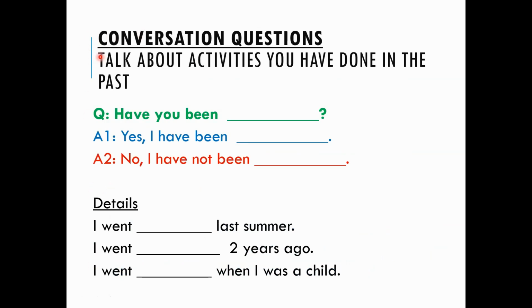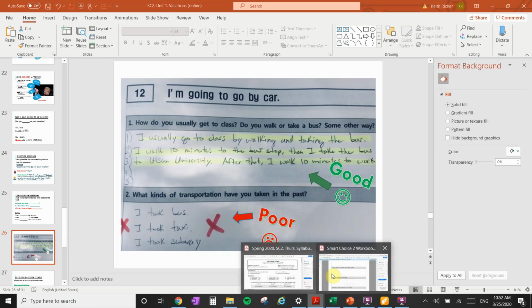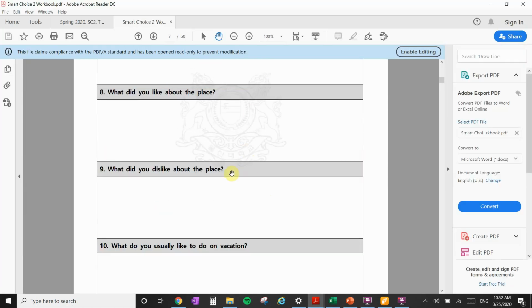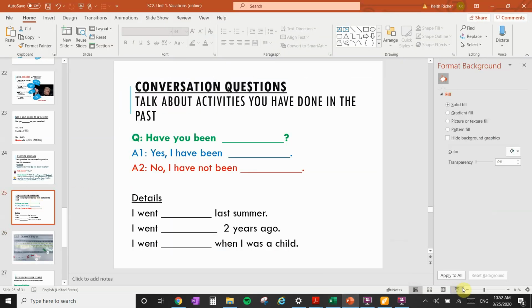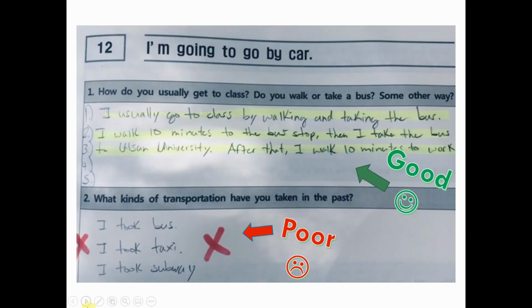So conversation questions, this is kind of some guidelines. Talk about activities that you have done. So after you answer the question, right, in your discussion workbook, you're going to choose one of these and talk about that. And then you're going to ask a new question in the video, right? So I want you to focus on types of conversation questions you can use in your video recording.